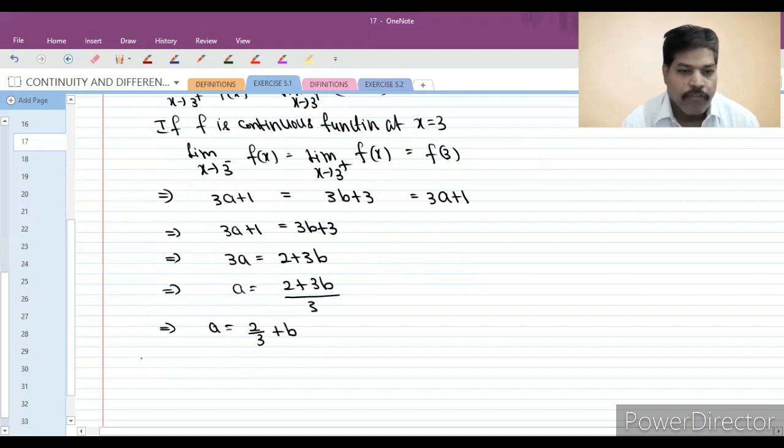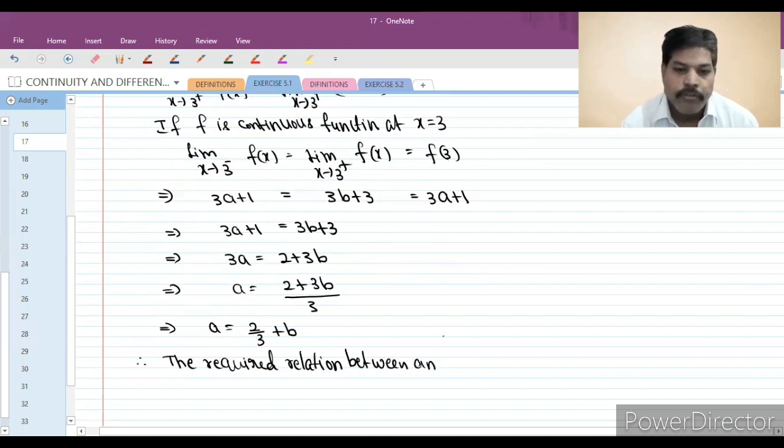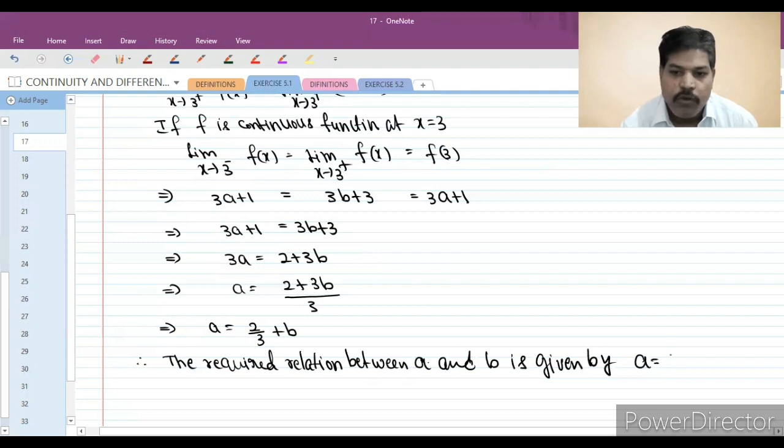Therefore, the required relation between a and b is given by, what is the relation, students? a is equal to 2 by 3 plus b. Understand, students? So see that question and practice that question.